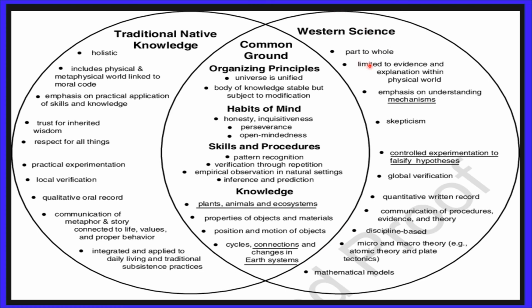Western science is far more narrow, limited to evidence and explanation within the physical world. The emphasis is on understanding mechanism. Skepticism. Controlled experimentation to falsify hypotheses, global verification, quantitative written record, communication of procedures, evidence and theory. Discipline-based micro and macro theory, atomic theory, plate tectonics, mathematical models in Western science. The common ground between traditional and Western science is organizing principles, habits of mind, skills and procedures, and knowledge. That's it.